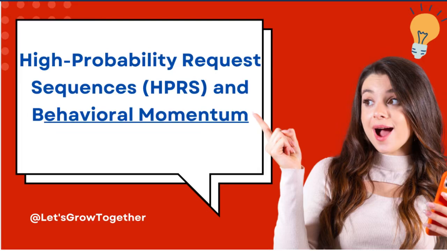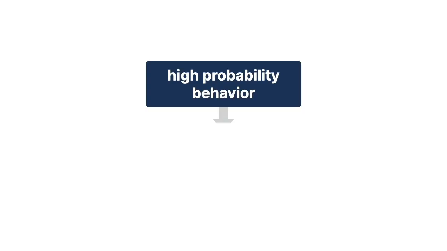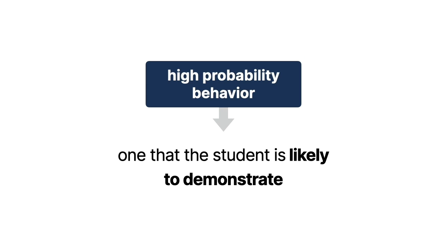This lesson will focus on high probability requests, instructional sequences, and behavior momentum. First, let's consider what high probability means with regards to this intervention. A high probability behavior is one that the student is likely to demonstrate.